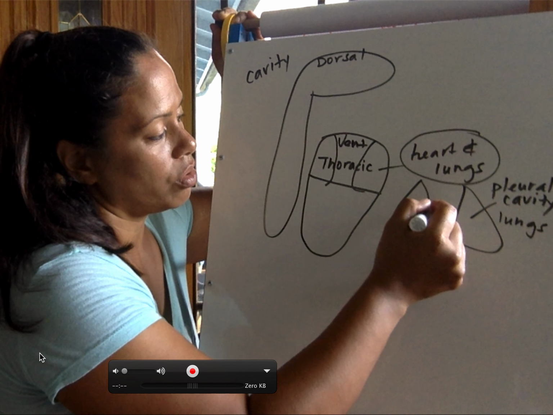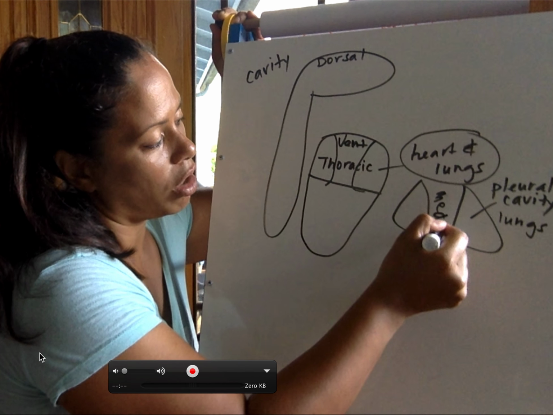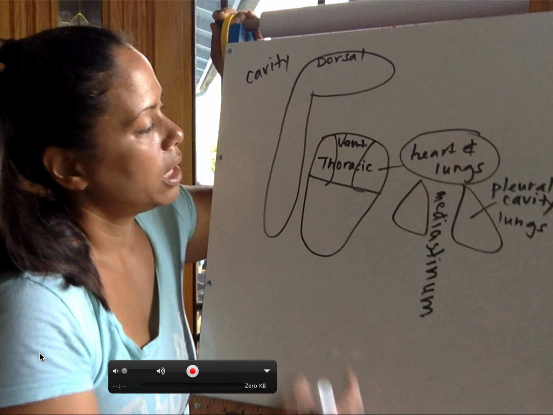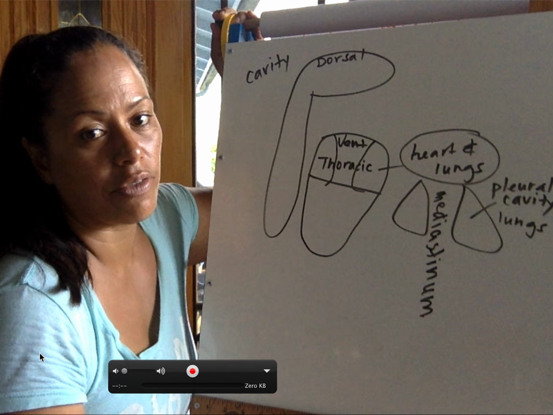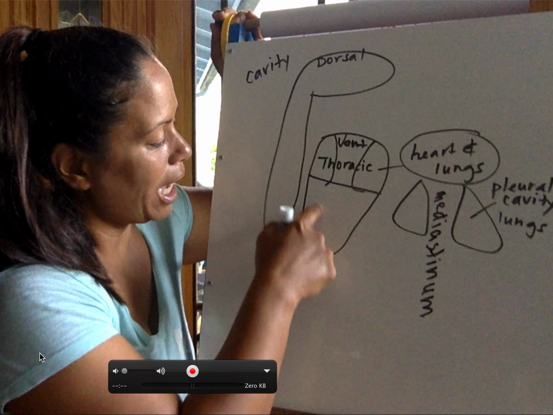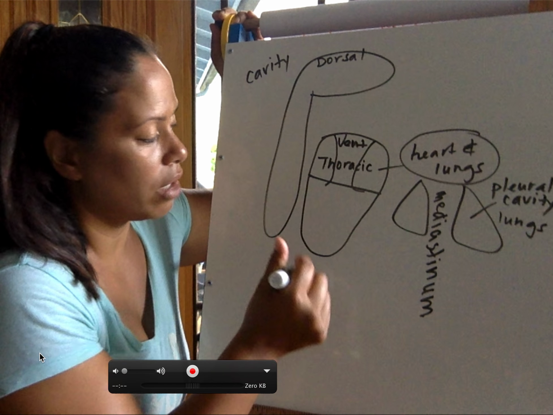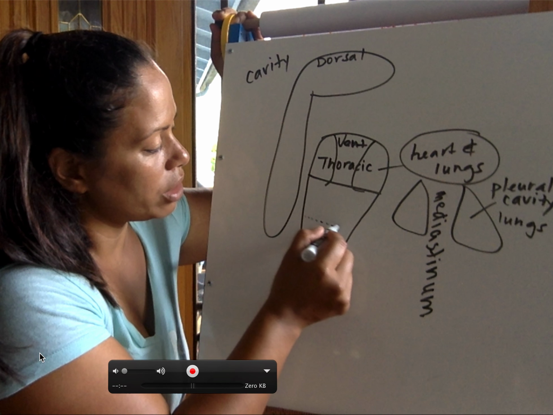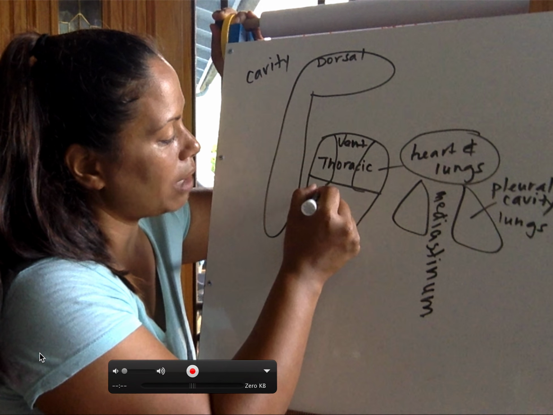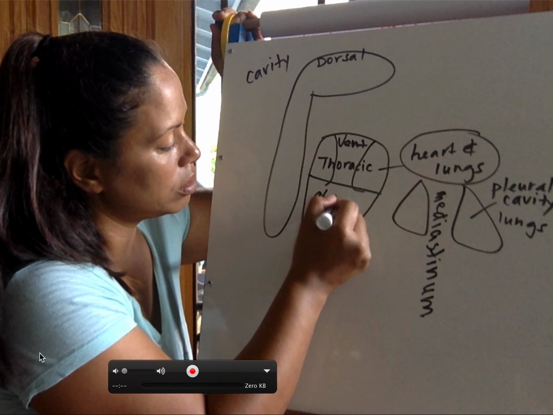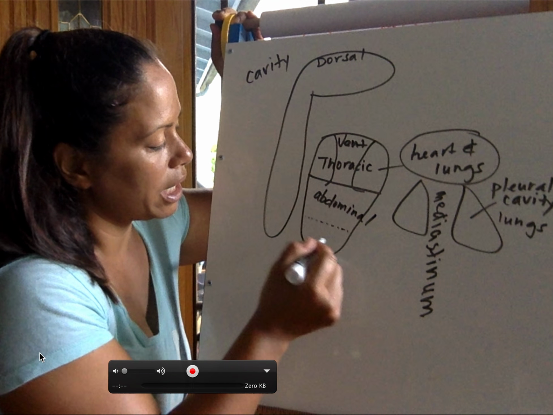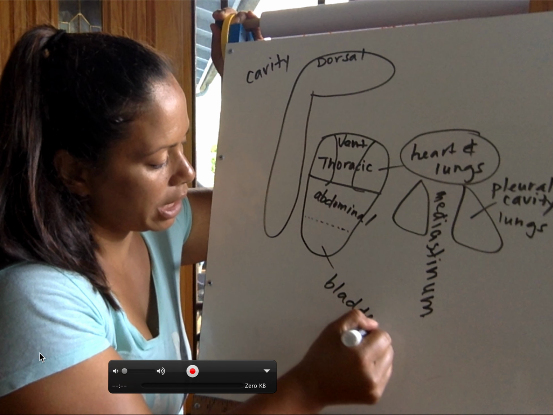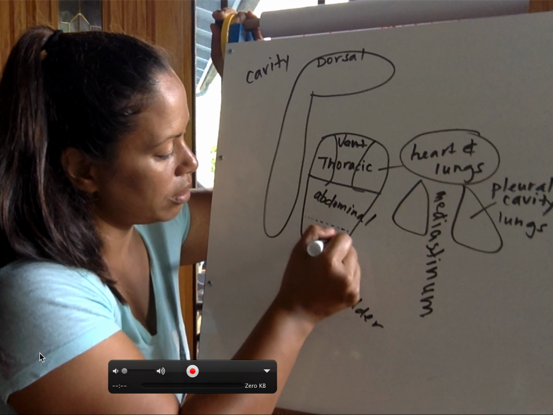And in between the two, in the middle, is something we call mediastinum. These are subdivisions of the ventral cavity. The abdomen and the pelvis are actually one large container, but we have an imaginary line that divides the two. The abdomen is just the abdominal cavity, and then the one here that contains the bladder is called the pelvic cavity.